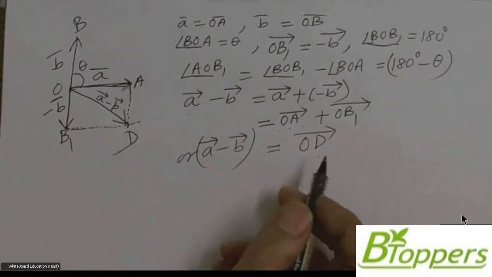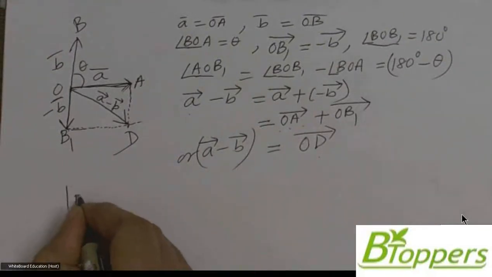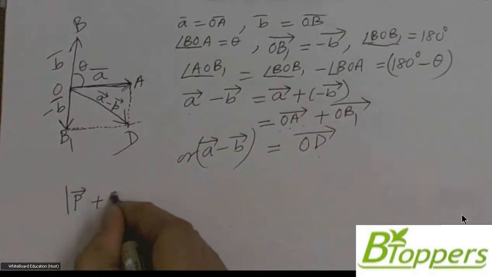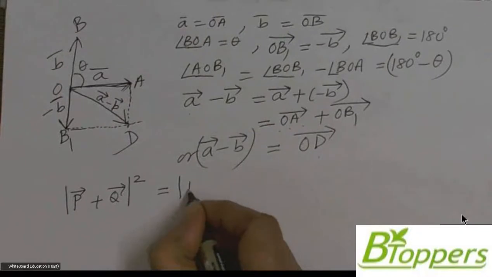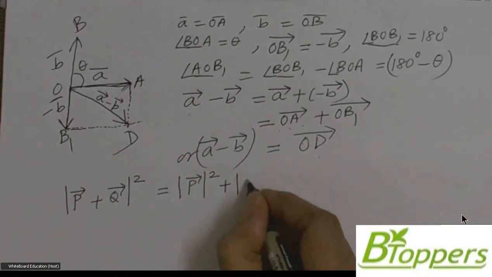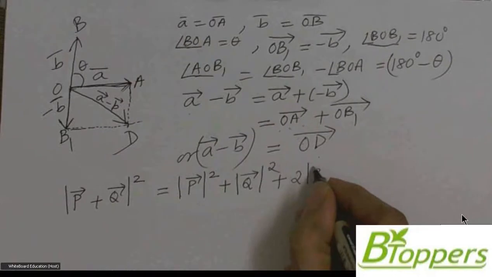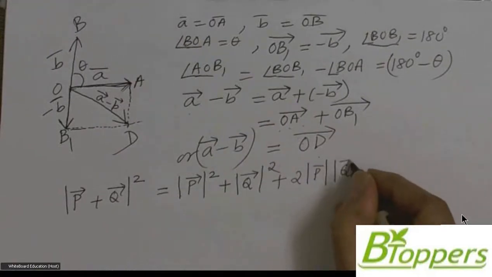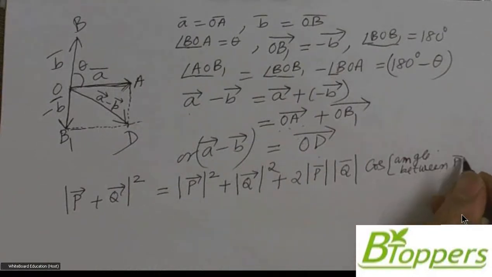As I discussed in the parallelogram law of addition of vectors, in general, if P bar and Q bar are two vectors, the square of the magnitude of the vector sum of P bar and Q bar will be equal to the square of the magnitude of vector P bar plus the square of the magnitude of vector Q bar plus 2 into magnitude of vector P bar into magnitude of vector Q bar into cos of the angle between P bar and Q bar.